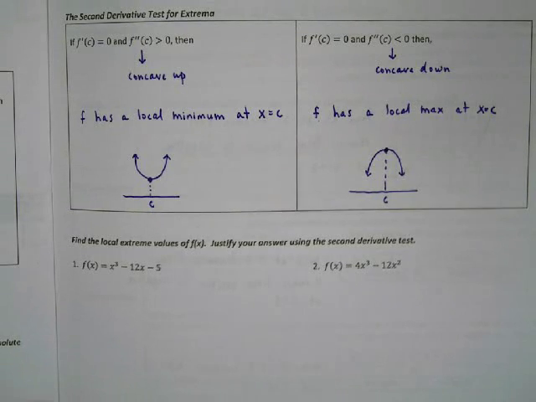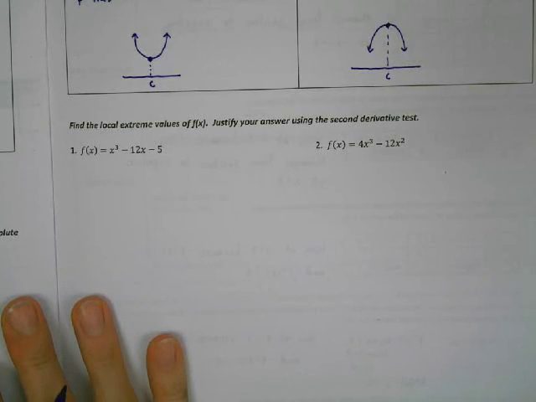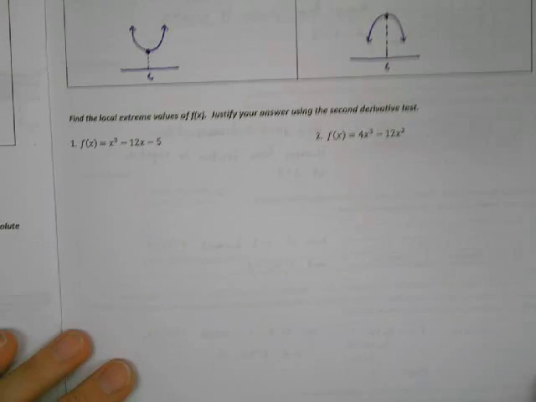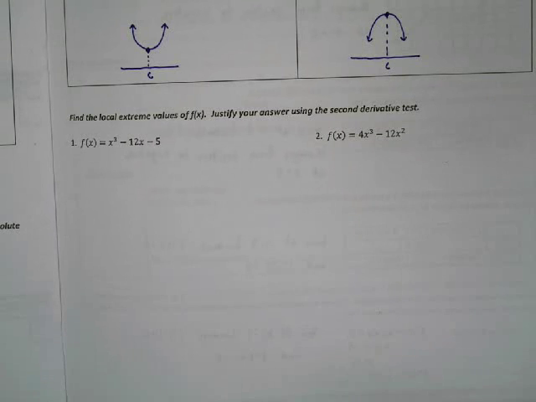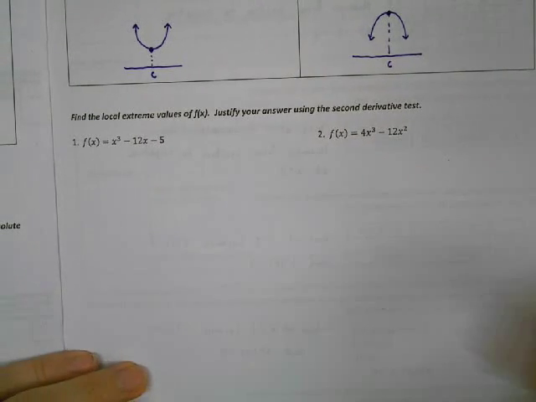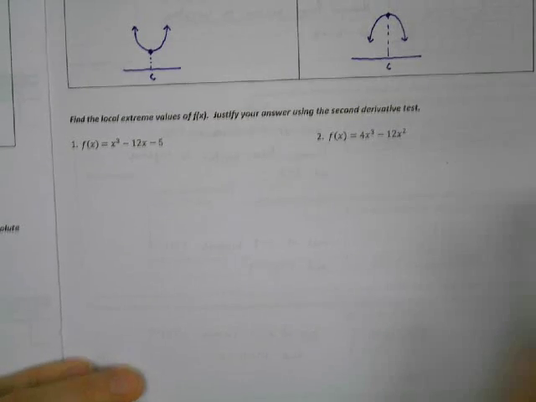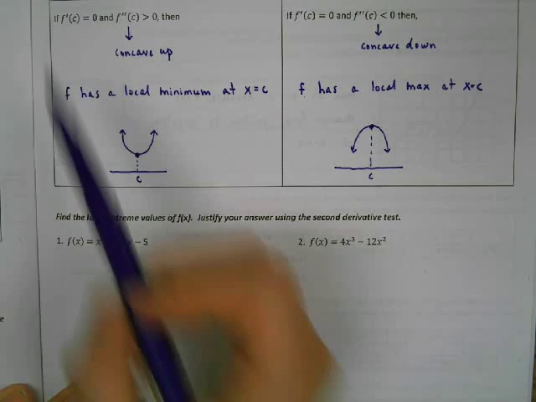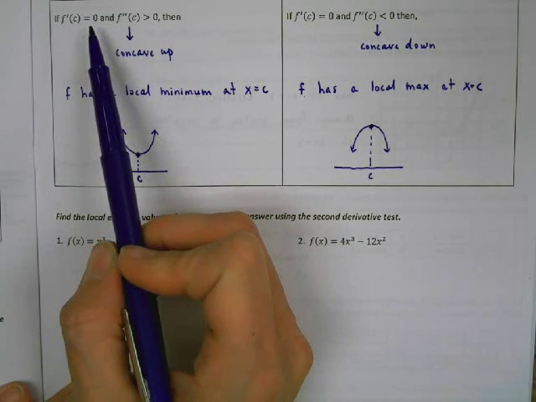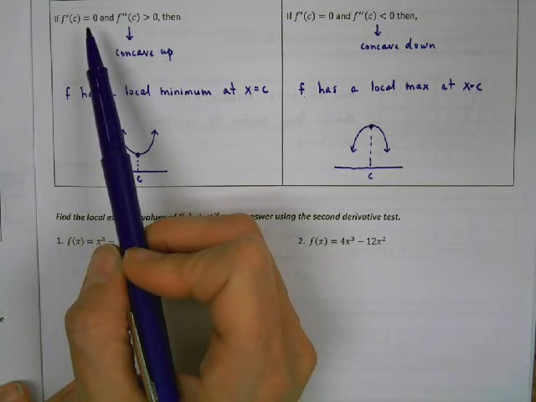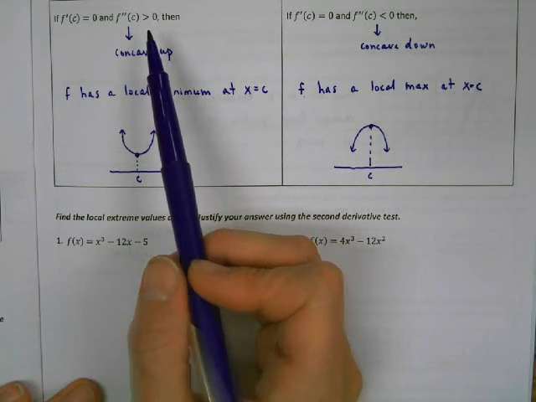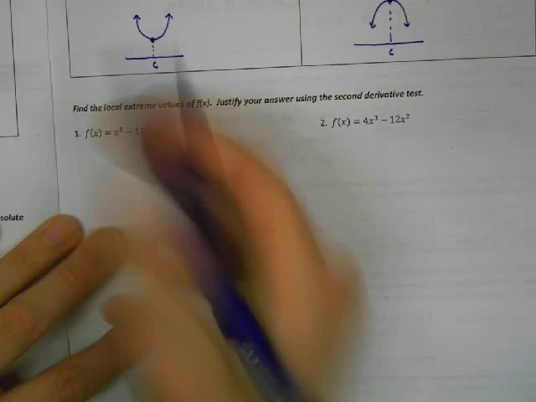So here's how we apply the second derivative test. It's going to ask us to find local extreme values of f of x, so our local max or local min values, and then justify our answer using the second derivative test. So now I know I need to calculate a couple of things. First, I need to find the first derivative and find the points where it's equal to 0. And then I need to plug those critical points into the second derivative to determine if the sign is positive or negative. So here we go.